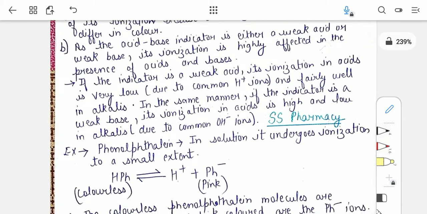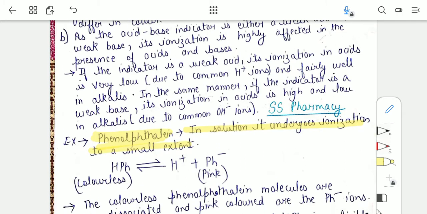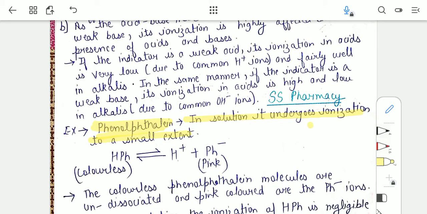So let us talk about phenolphthalein. In a solution, it undergoes ionization to a small extent only. Here I have given an equation. This is our phenolphthalein. Whenever it is in the unionized state, it is colorless, and when it is converted into ions, this is the ionized state, this is the unionized state. In the unionized state it is colorless, in the ionized state it is pink.